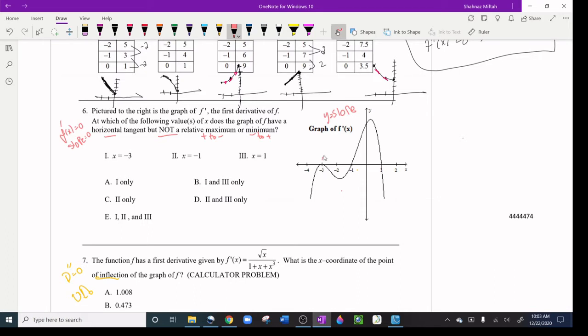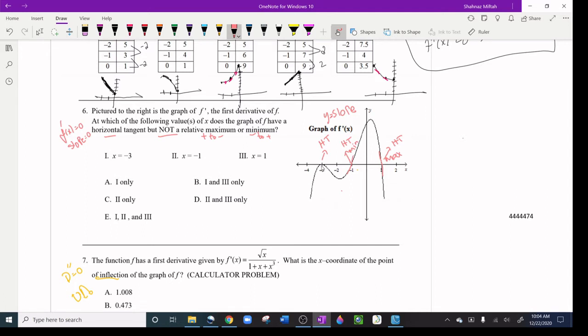So -3 has a horizontal tangent. -1 has a horizontal tangent, and 1 has a horizontal tangent, because they all have zero y values, which means the slope f prime is 0. But they said find the one with no relative maximum or minimum. A relative maximum or minimum is where the graph crosses the x-axis from negative to positive or positive to negative. Here it's crossing negative to positive, so this is technically my minimum. This one goes positive to negative, which means that's my maximum.